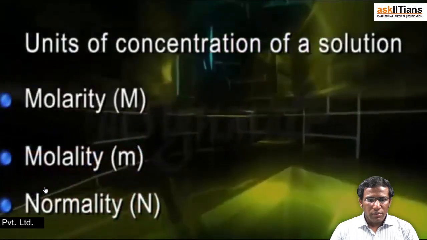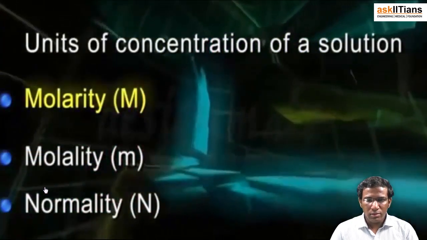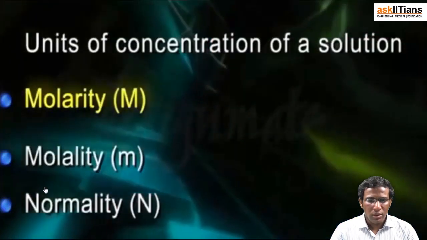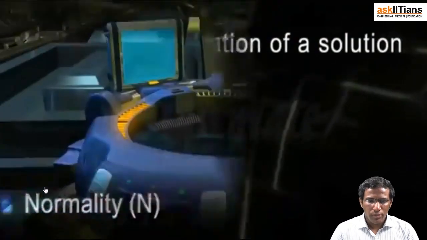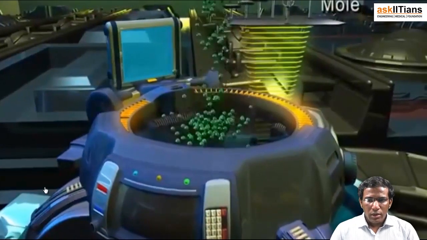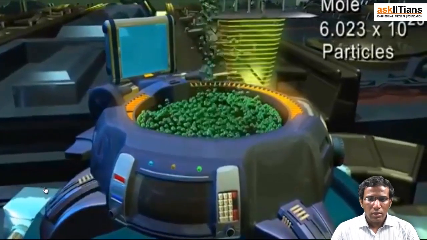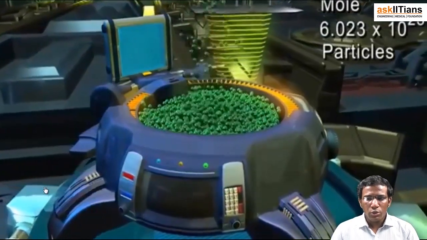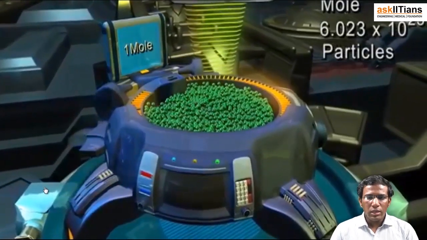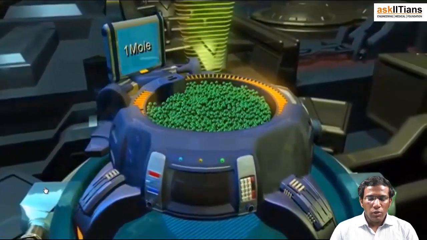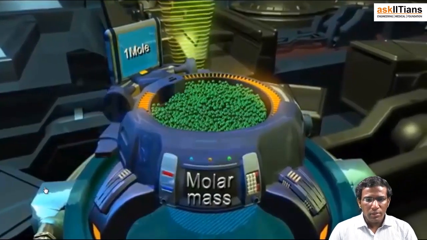So we have 3 different ways of expressing concentration: the molarity, the molality and normality, but in this video we discuss only the molarity. So we know that 1 mole is equal to the Avogadro number of particles, the 6.023 into 10 power 23 number of particles. So the mass of these many particles is equal to the molar mass of the substance.